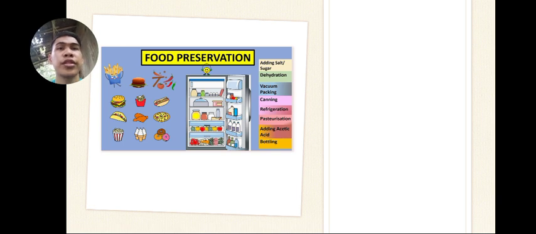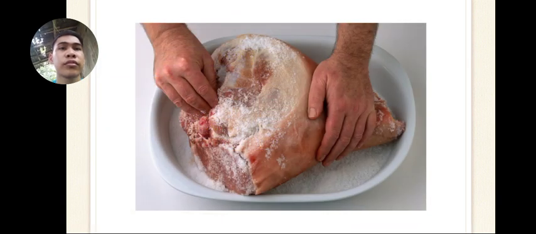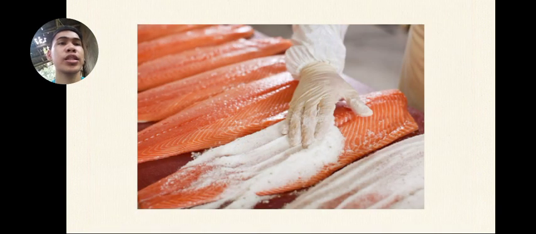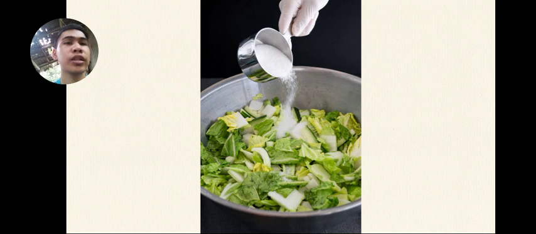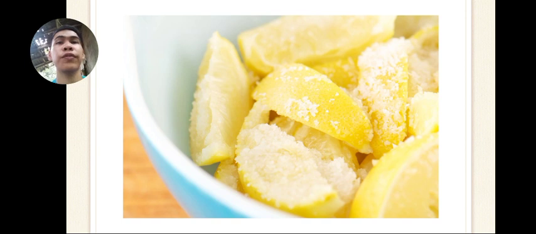So, food preservation. Here are examples of preserving meat. This is the preserving meat. This is the hand part or the leg part of the swine. Next is fish. Then the vegetables and also fruit. This one is a lemon.